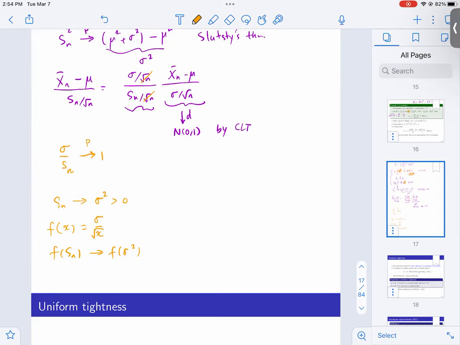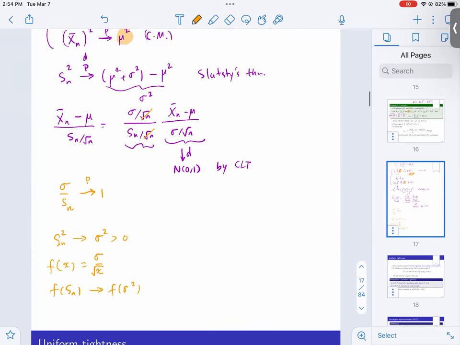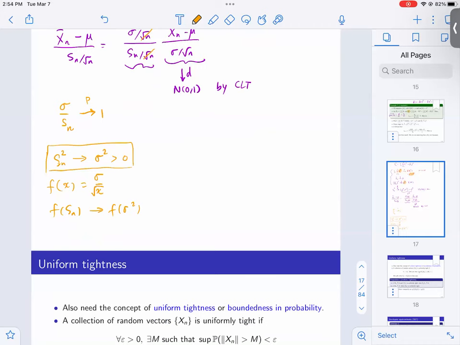You need root. Sn squared converges to sigma. So let's say I know that Sn squared converges to sigma squared. That is what is established above. I'll define this function, including everything together: taking square root, inversion. This function is continuous on negative infinity to zero, union zero to infinity.